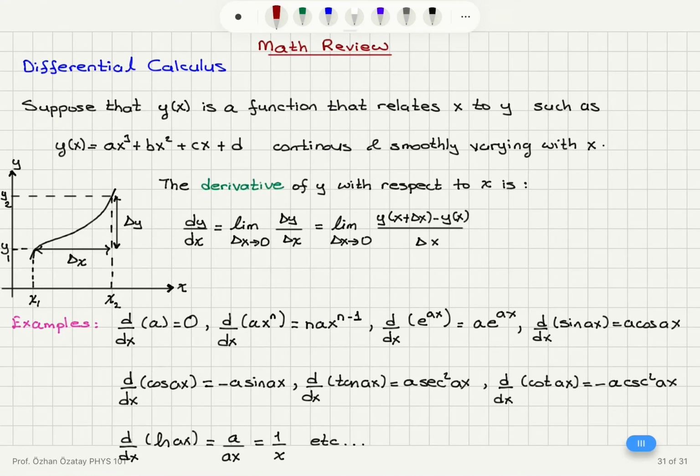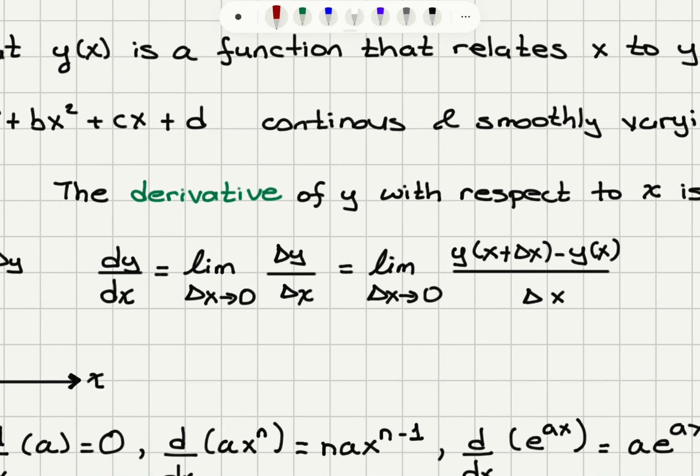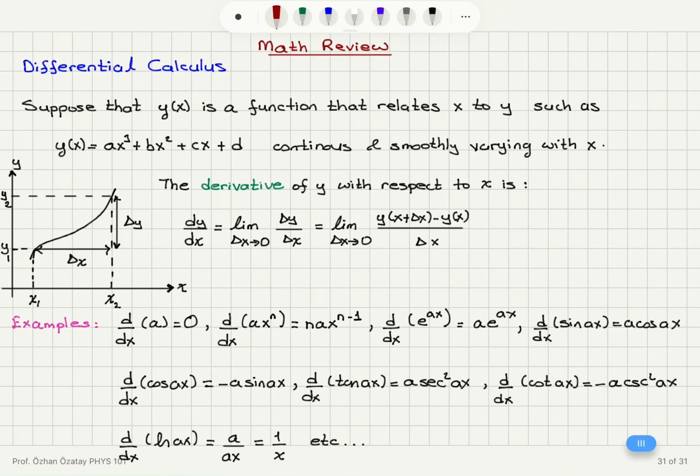Now, how do I define the derivative of this function y with respect to x? It is the limit as this delta x goes to 0. We look at the slope delta y over delta x. So it's the limit as delta x goes to 0, y of x plus delta x minus y of x over delta x. So you can see here that x1 is what I call x, and x2 is basically x plus delta x. Then you will have a y of x here. This is y of x, and this becomes y of x plus delta x.